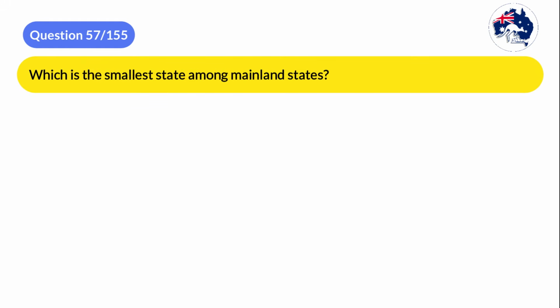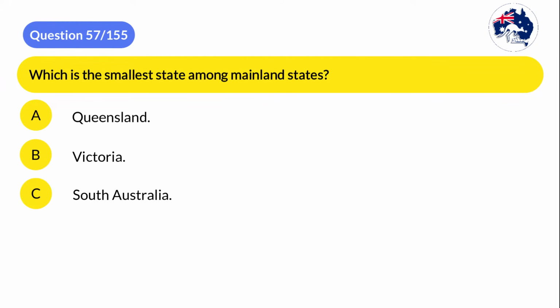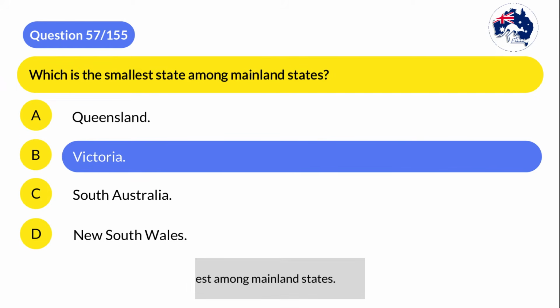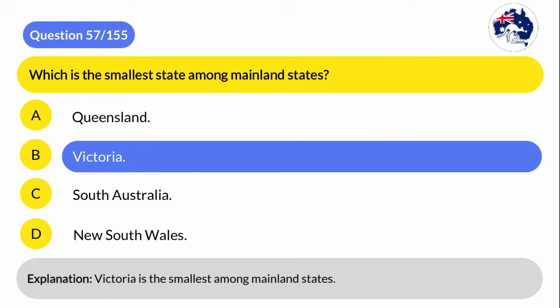Question 57. Which is the smallest state among mainland states? A. Queensland. B. Victoria. C. South Australia. D. New South Wales. The correct answer is B. Victoria. Explanation: Victoria is the smallest among mainland states.